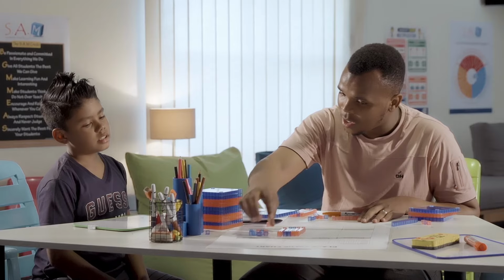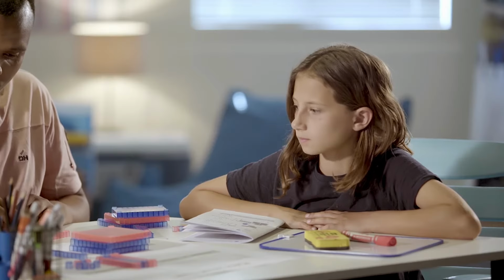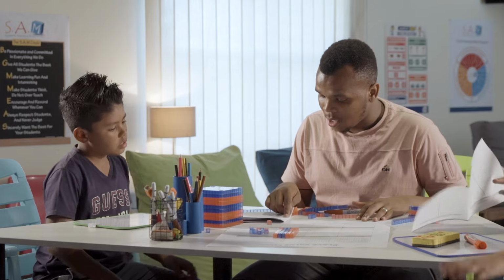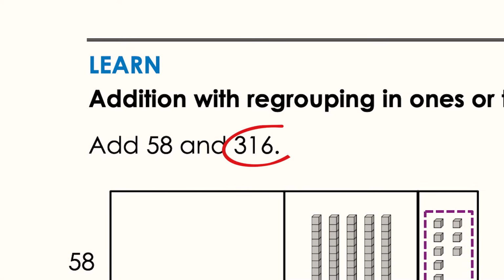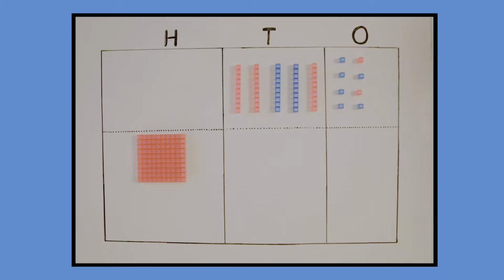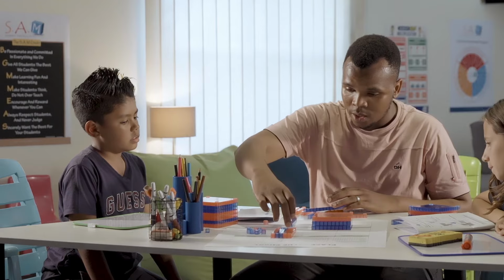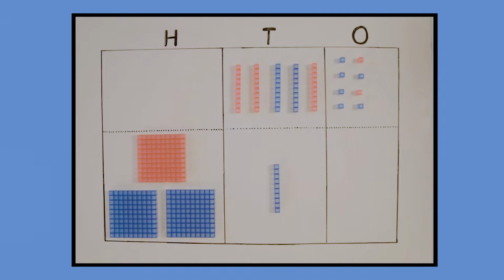So we have 8 ones and how many tens? 5 tens. 58, right? And then we're going to go to the next one, which is 316. So how many hundreds do we have? 3. 1, 2, 200. 3. 110. We're going to put it here. And how many ones? 6. So it's going to be 1, 2, 3, 4, 5, 6, right?